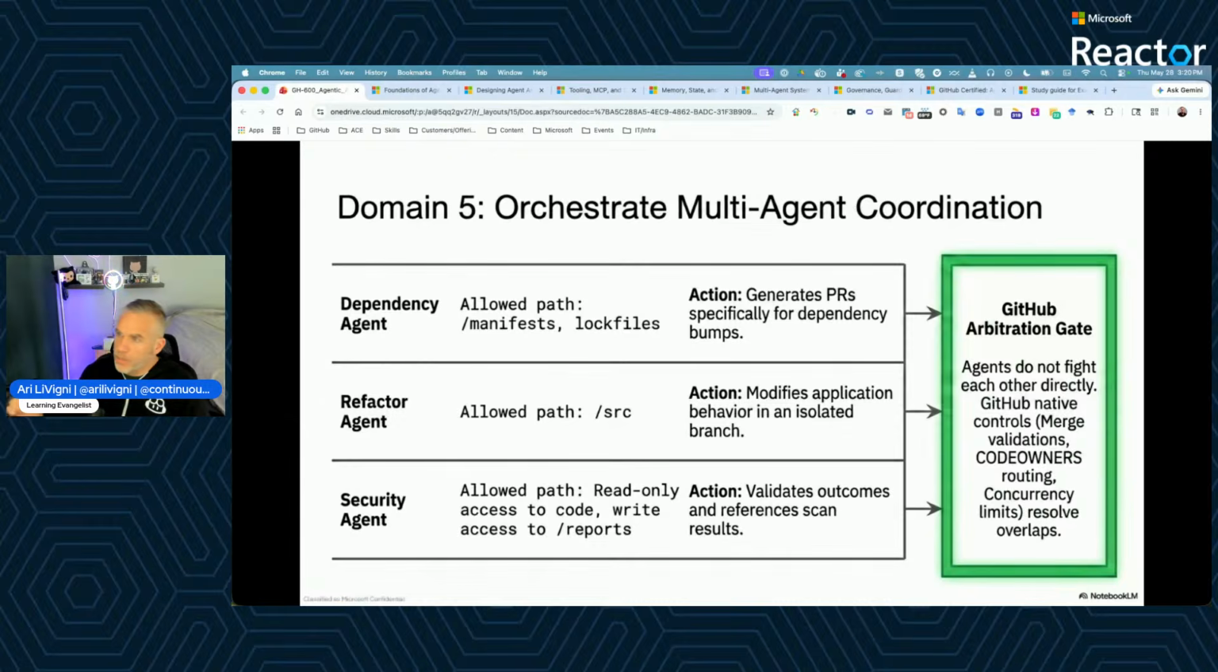But the dependency agent, allowing the allowed paths of what files it could be used on, the refining agent modifies application behavior in an isolated branch, validation outcomes, security agent. And we'll get into that in some of the modules too. You can control all of this through the code owners file. If you aren't familiar with that, we'll talk about it in the individual modules there.